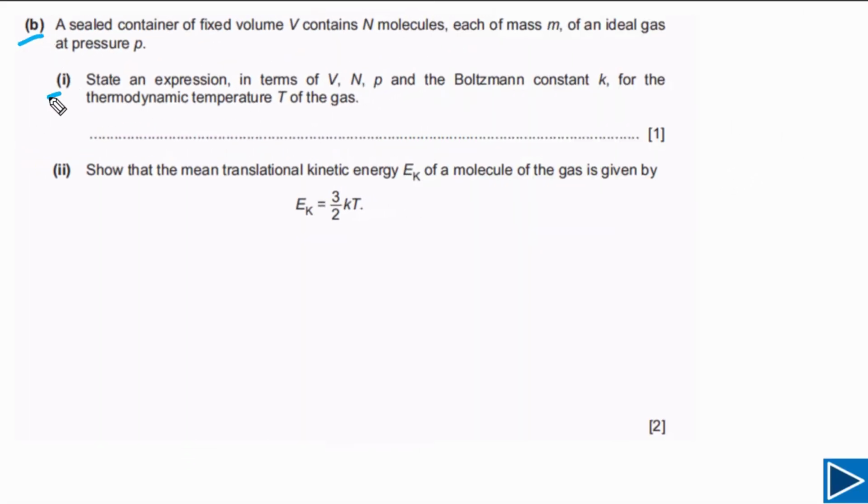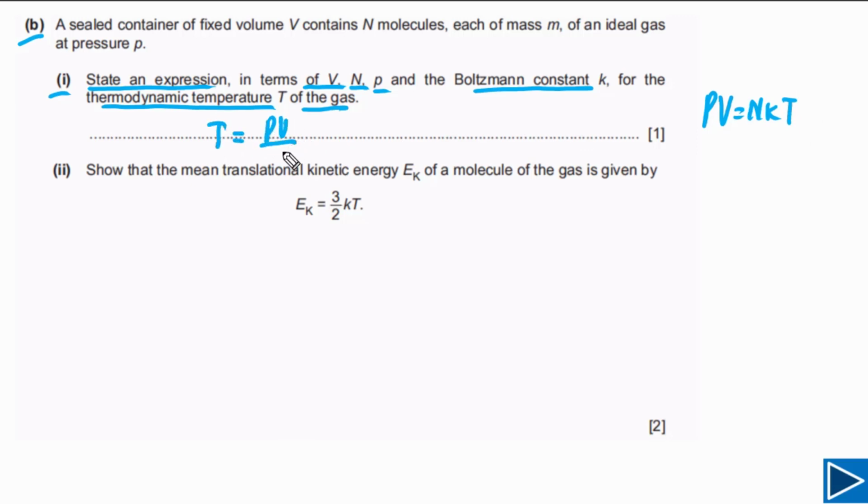For part B, the question is asking us to state an expression in terms of V, N, P and the Boltzmann constant k for the thermodynamic temperature of the gas. So this is quite straightforward. PV is equal to NkT. We need to write down an expression in terms of PV, N and k for temperature. So simply we can say in this case T is equal to PV over Nk. So this is what we need to write down, and this question has 1 mark.